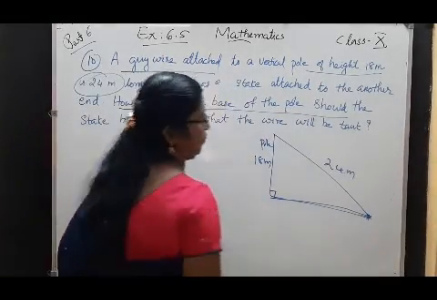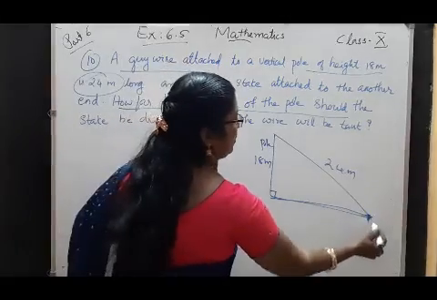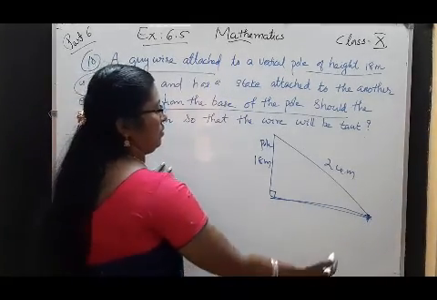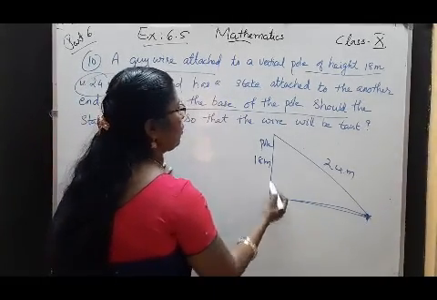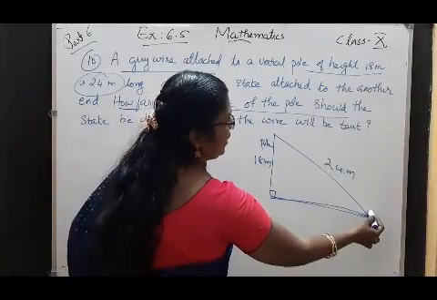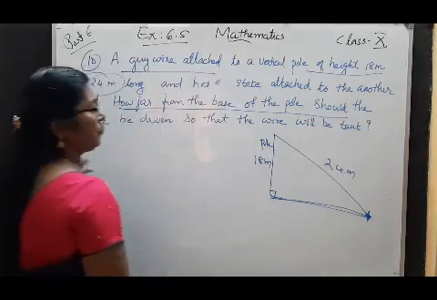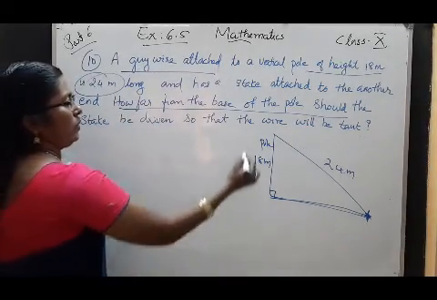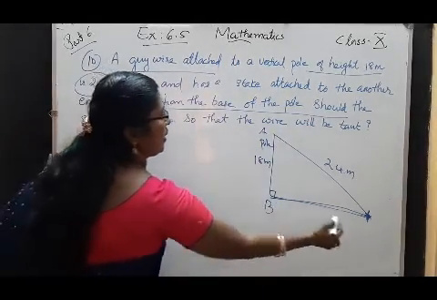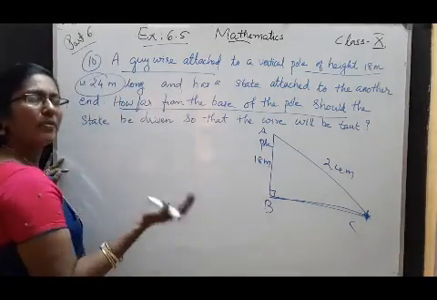How far from the base of the pole should the stake be? Here is the stake, the point of the stake here, and this is the foot of the pole. The wire is attached tightly here to the stake. Okay. Take the names A, B, C. This is same as the above question.